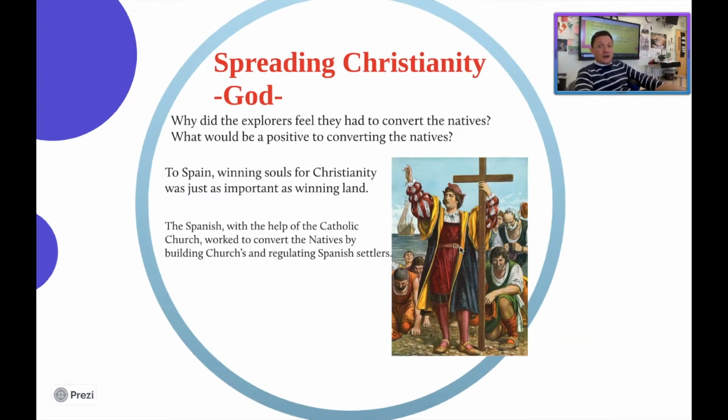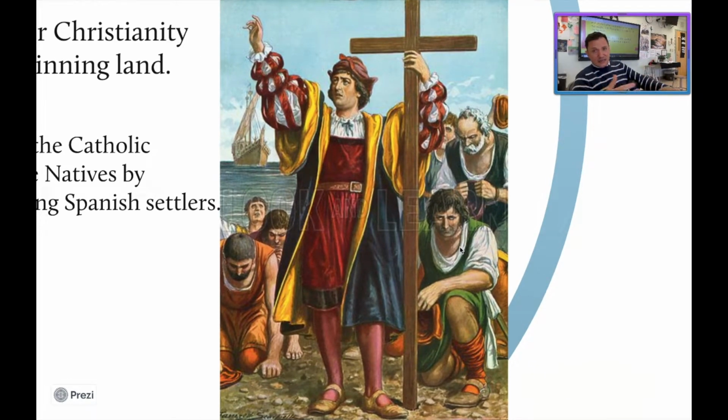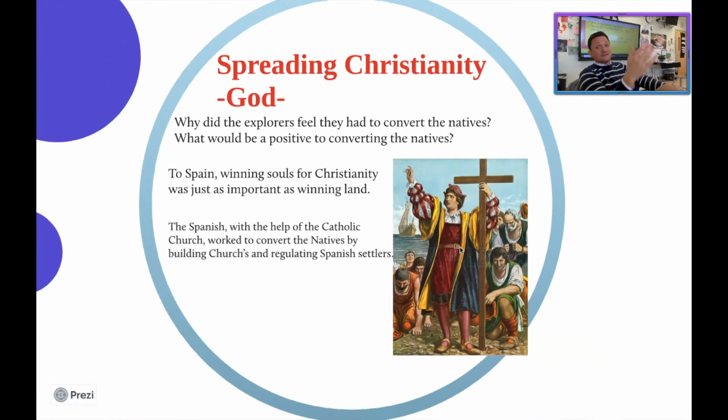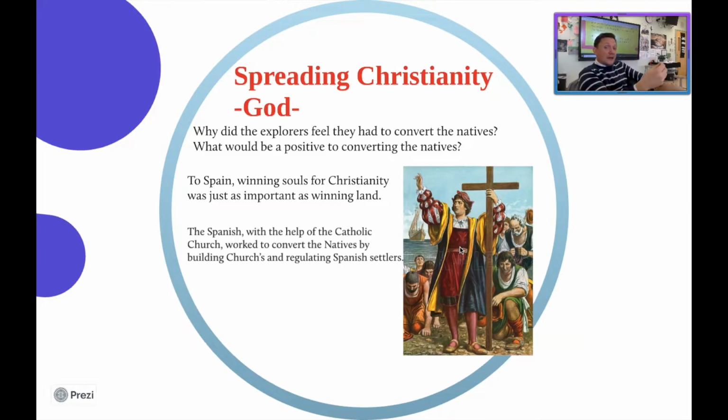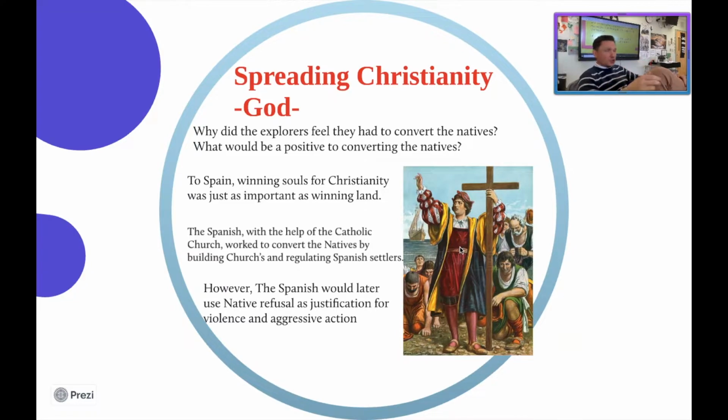So now, as you can see right here with this picture of Columbus standing next to that cross, one of our early red flags that things could go south for the natives going forward is that the Spanish, with the help of the Catholic Church, are going to work to convert the natives by building churches and regulating Spanish settlers. One of the biggest positive things that some Catholic priests did during this colonial process is they did attempt to regulate some of the Spanish settlers and say, you cannot do this to these native people. They are God's children as well. So that's one of the positive things, when it discusses the building of churches and villages and the helping of the natives in this way.